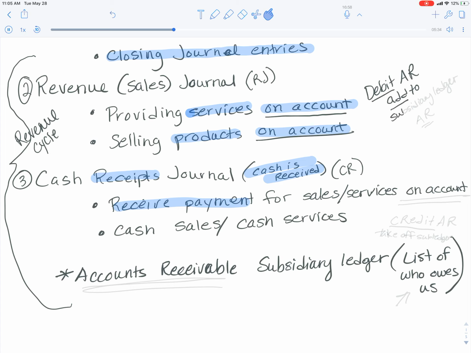Okay, so the accounts receivable subsidiary ledger goes in the revenue cycle for when we are going to get paid later, and then we finally get paid. We have to keep up with this list. So here's kind of an example of what that might look like. Let's say we have a balance sheet. We've got cash, accounts receivable, and equipment. Total assets of $33,500.